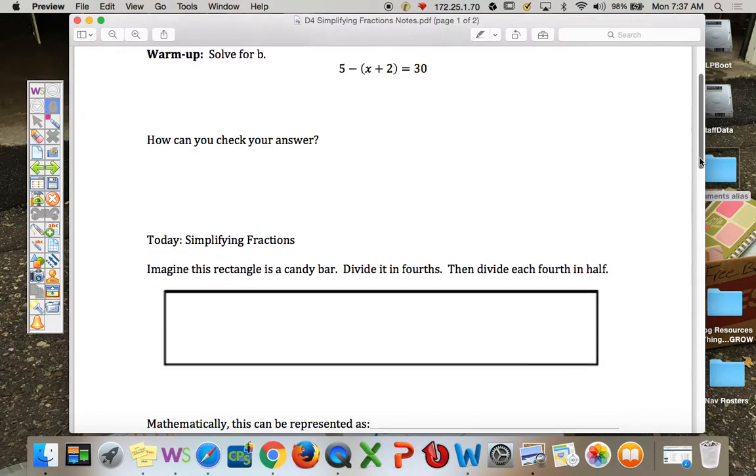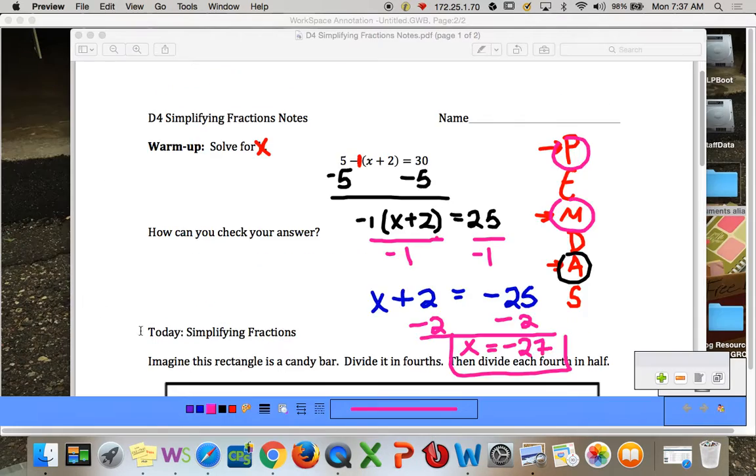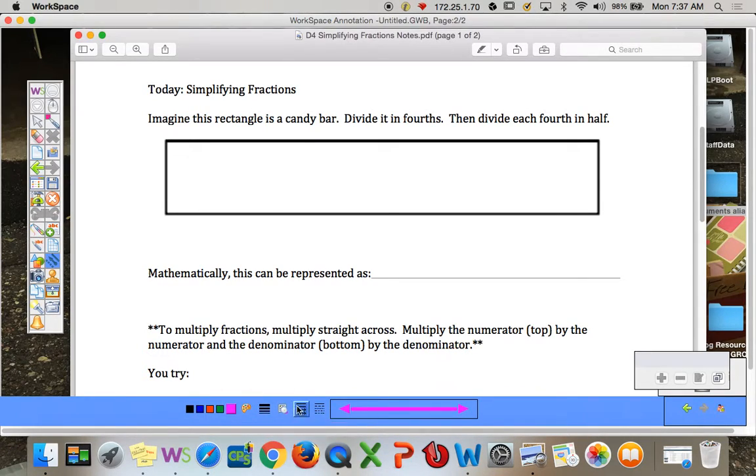So again, our goal today is simplifying fractions. Imagine this rectangle as a candy bar. Divide it into fourths. Let's say that this is my knife right here, so I'm going to divide it into equal parts. All right, so we're going to divide it into fourths. We have 4 pieces. And then divide each fourth in half. So I'm going to divide each fourth in half.